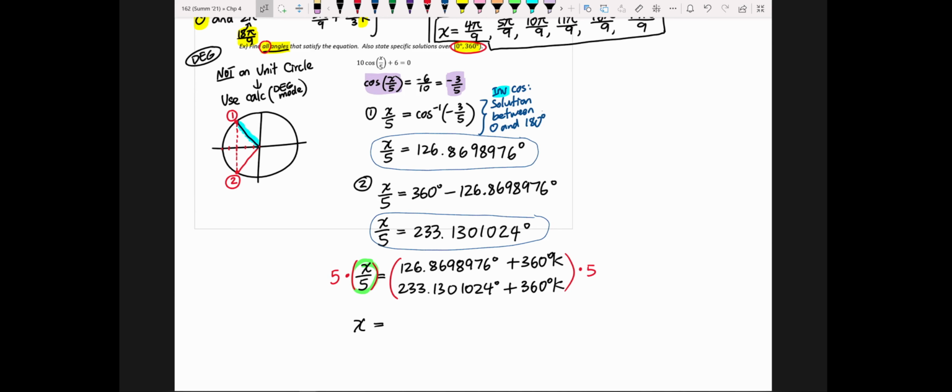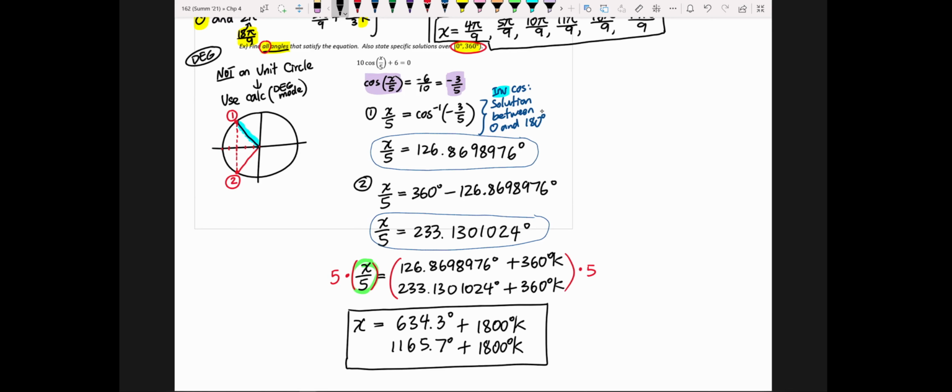So we take times 5. It's going to be 634.3 degrees plus 1800 degrees times k. Next, we do times 5 times 5, 1165.7 degrees plus 1800 degrees times k. So since this is a final answer, we are able to round. We'll just round to the nearest 10th there. And then this is the answer for all solutions.